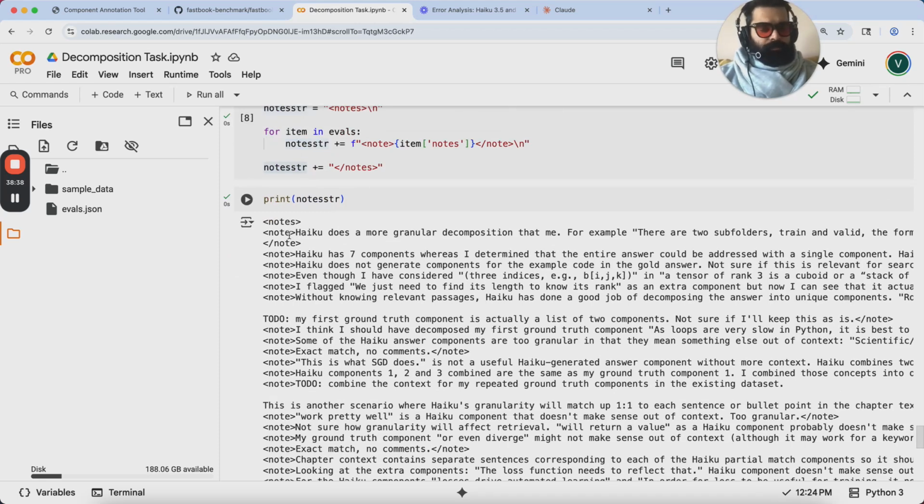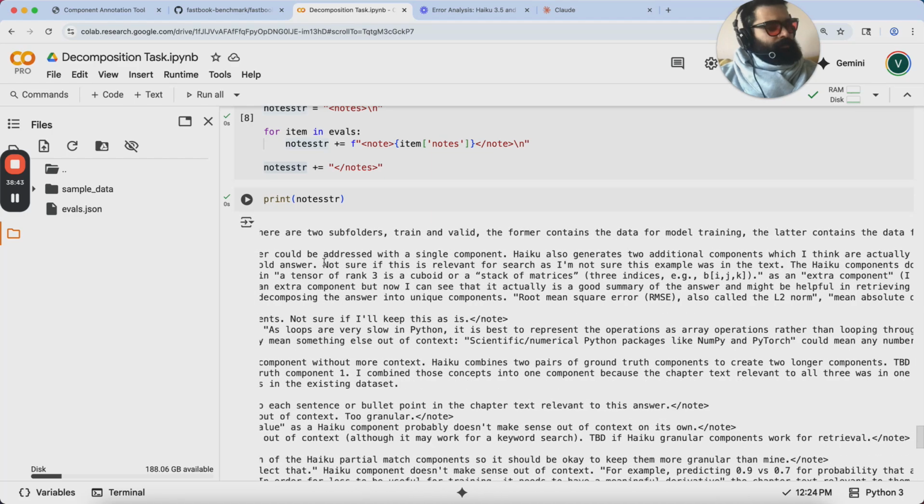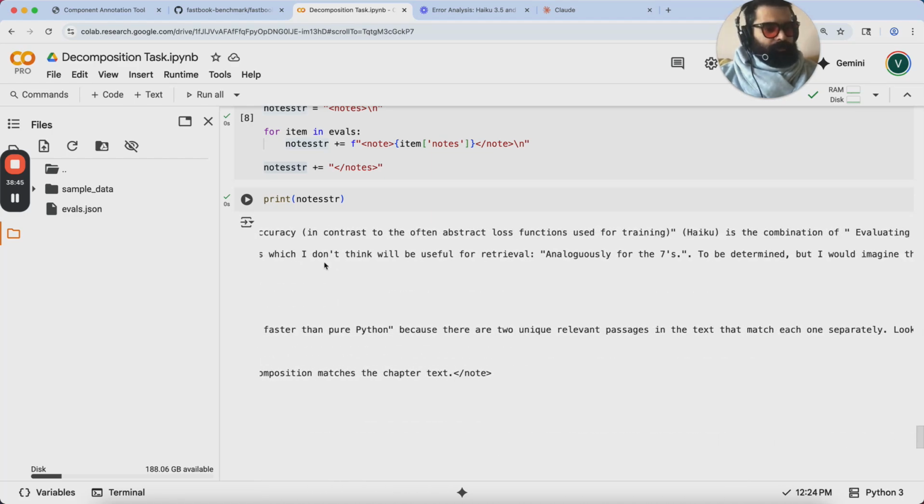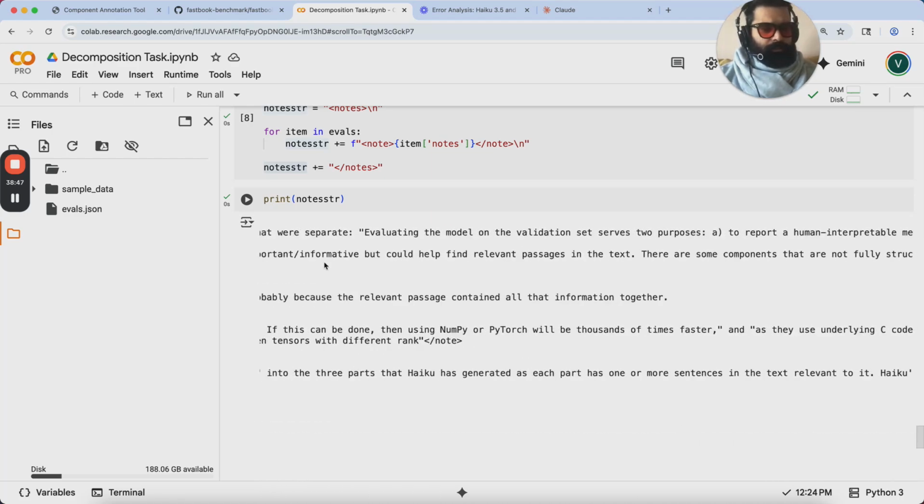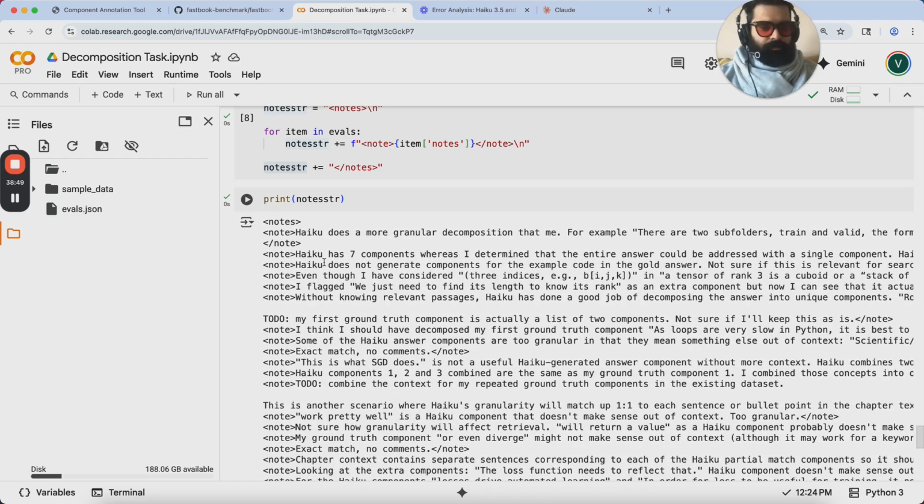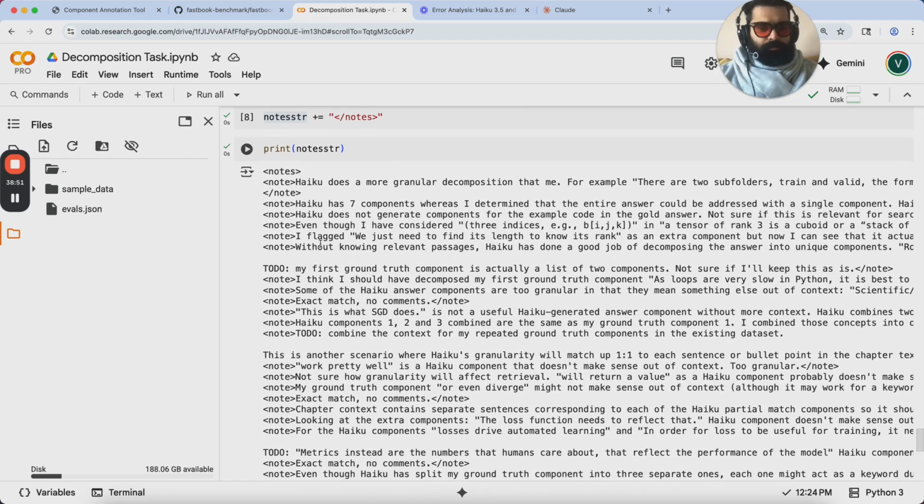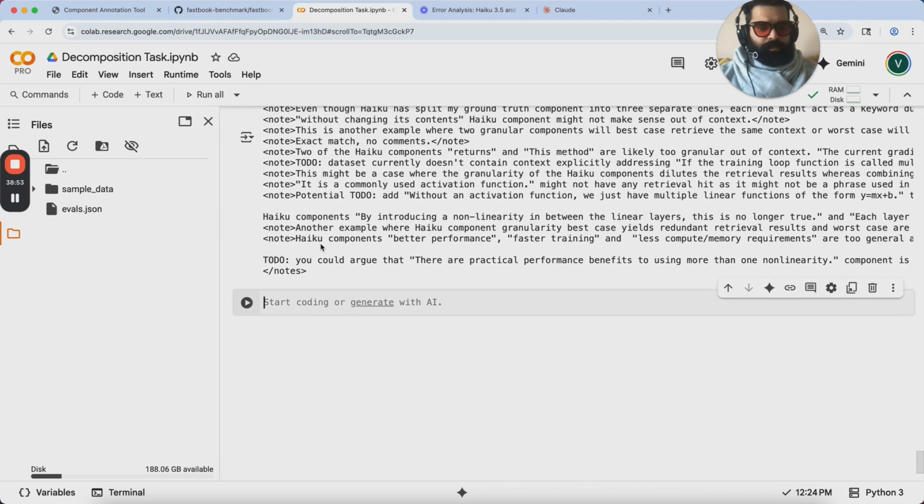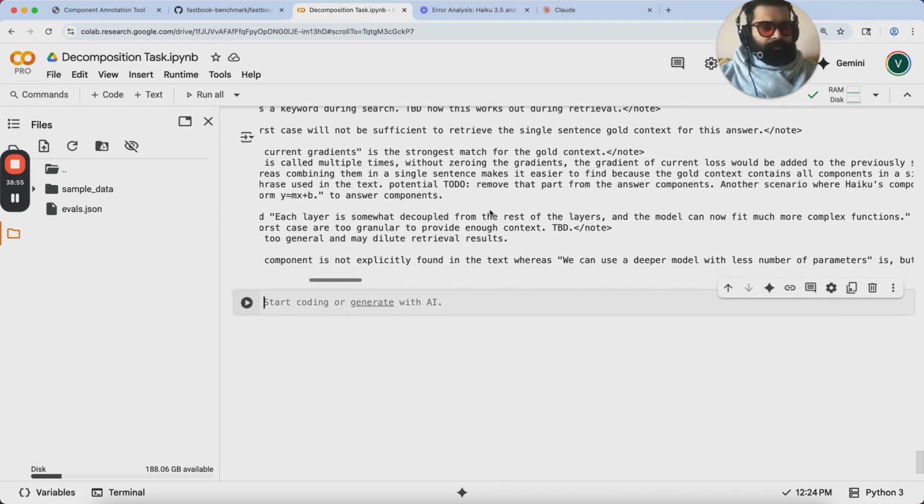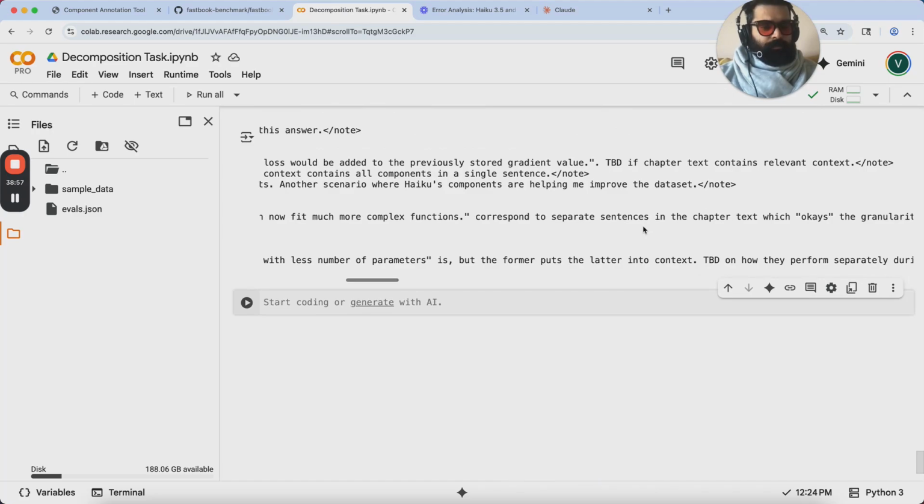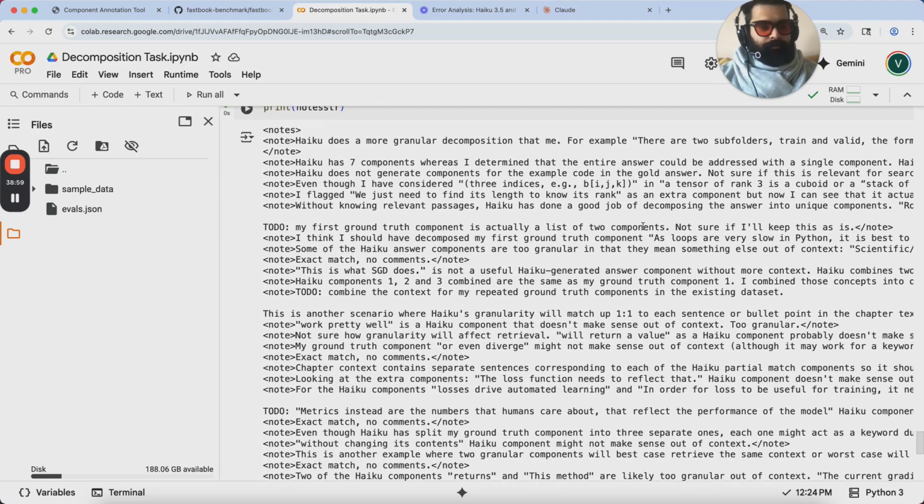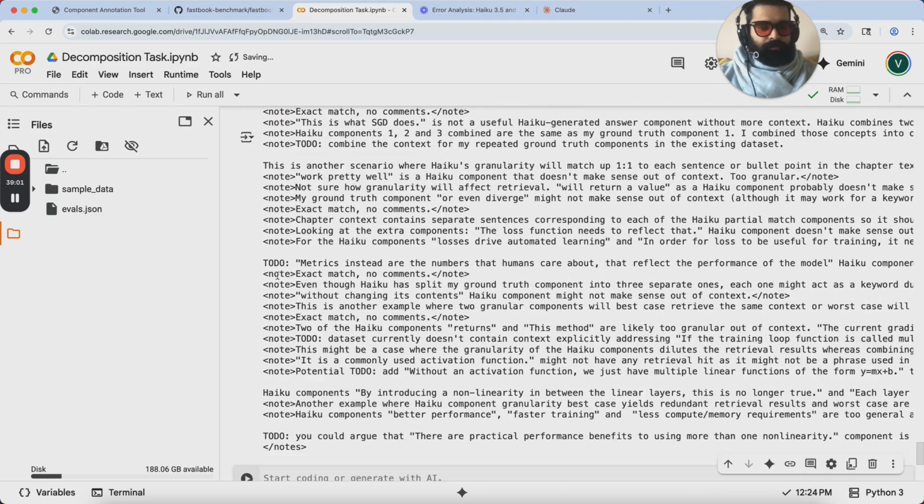So notes, note, and then we have note, and they all end with an ending thing. Okay, so I think that looks pretty good. To-dos in there. Here's some of the last ones. Explicitly not found. The former puts the latter into context. Okay. That, I think, looks good.